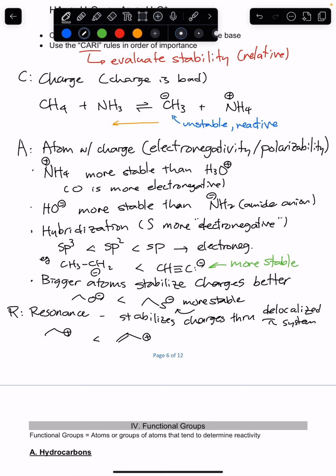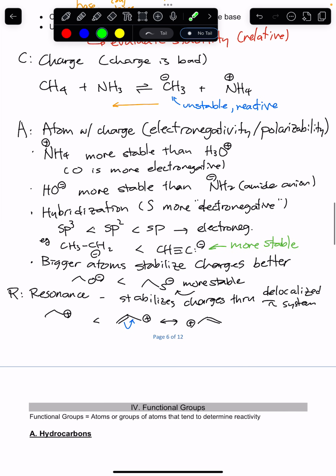This is much more stable, and the reason is this thing has resonance. You could move the charge to this carbon, so these two carbons are sharing the charge together through delocalization of electrons. We might depict that like this. These pi electrons can move, and so for that reason this cation is much more stable. Okay, and then the last thing in the CARI rule is I, which stands for inductive effect.